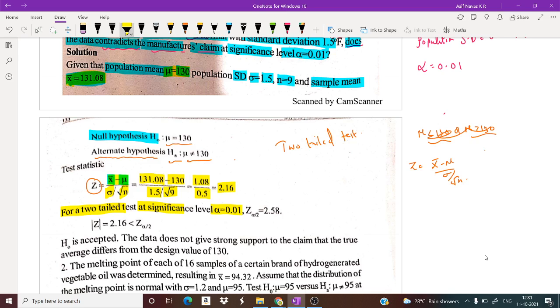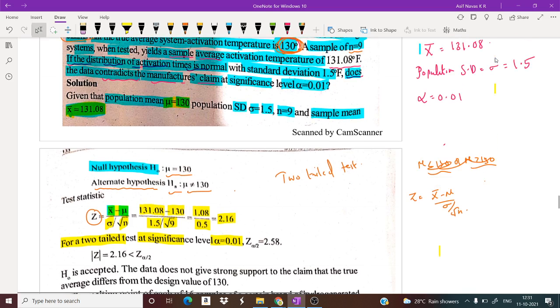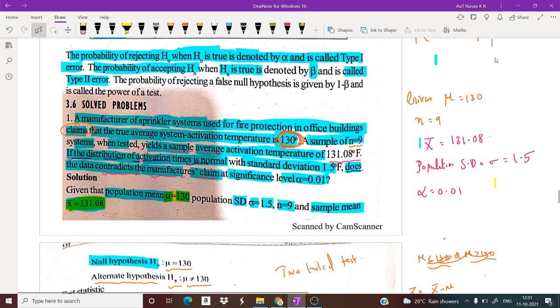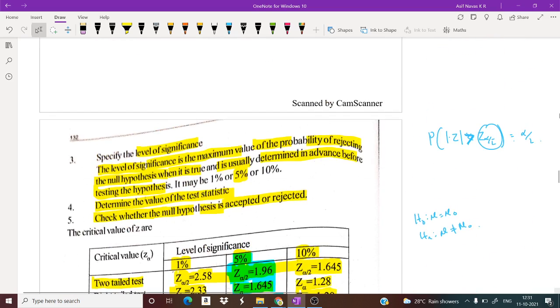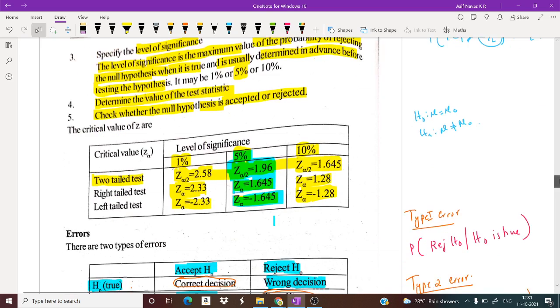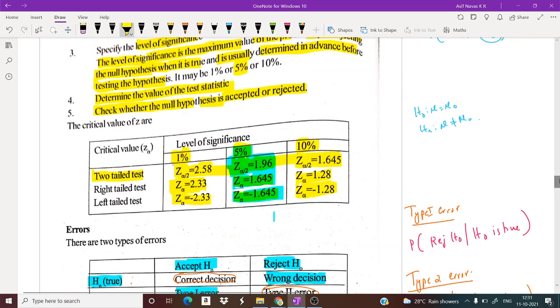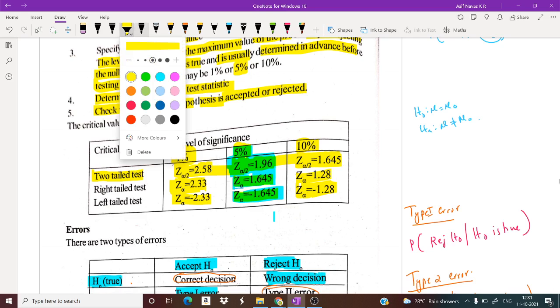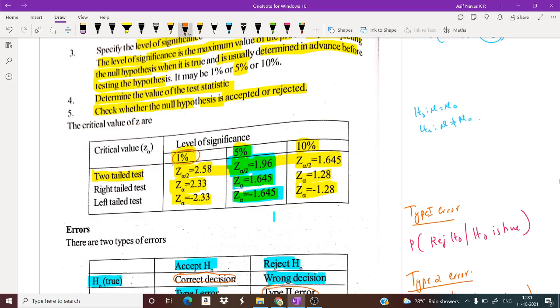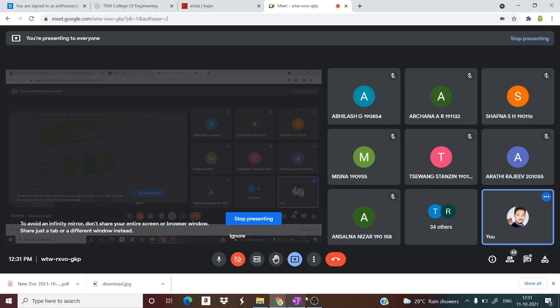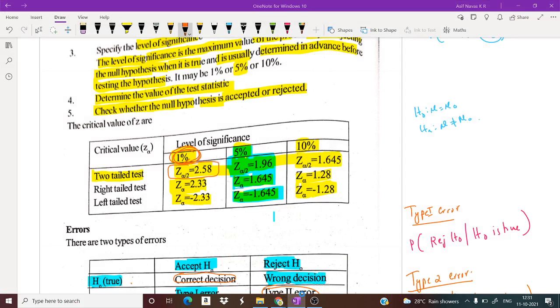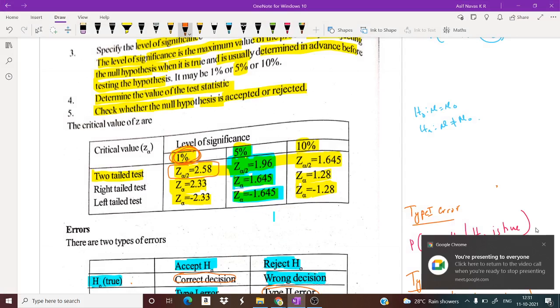Now it is a two-tailed test at a significance level alpha equal to 0.01. So you have to find Z alpha by 2. Alpha is 0.01, this is 1%. Then we know that Z alpha by 2 is 2.58. Okay, Z alpha by 2 is 2.58.